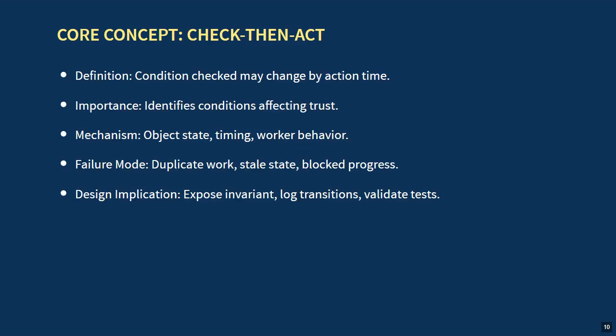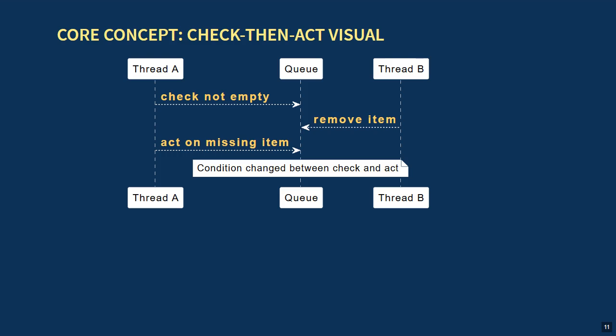Check then act is a common pattern where the condition checked may change by the time we perform the action. It's essential to recognize this vulnerability, as it can lead to unexpected behavior under concurrent load. This diagram supports core concept check then act. Read it as a map of the concept, where pressure enters, which invariant is at risk, and what evidence would make the design claim defensible.